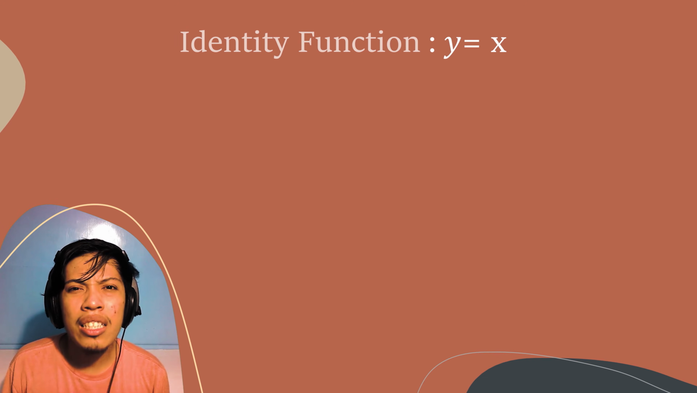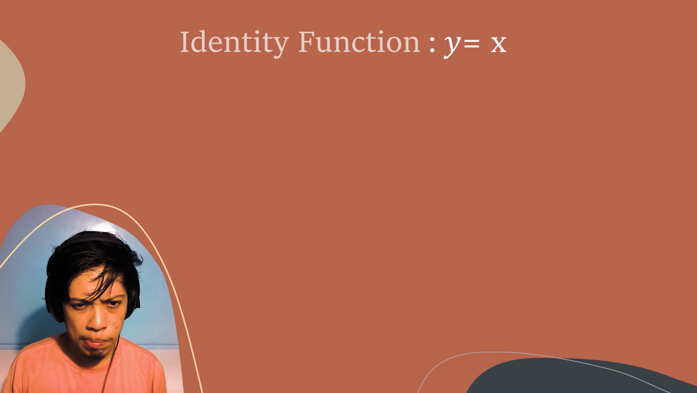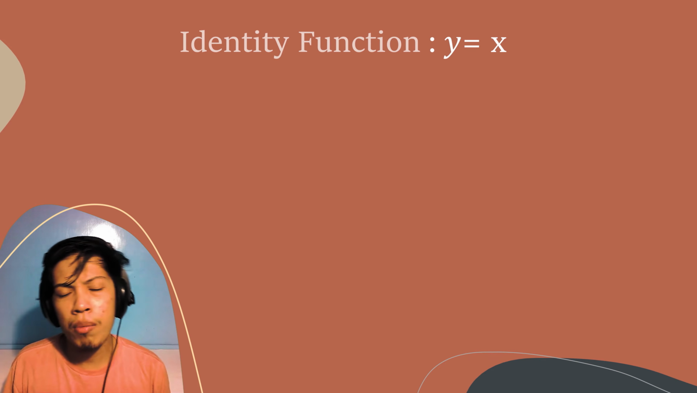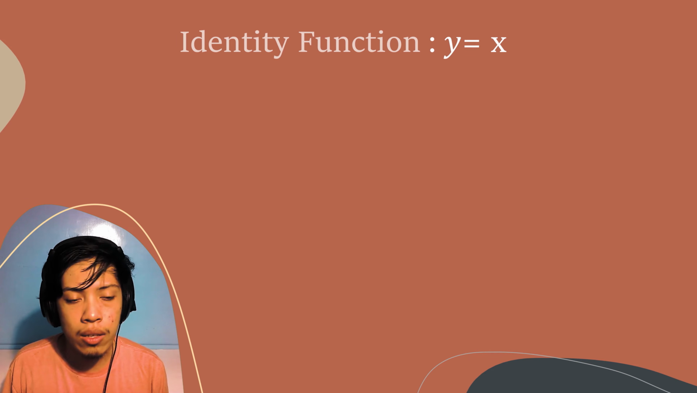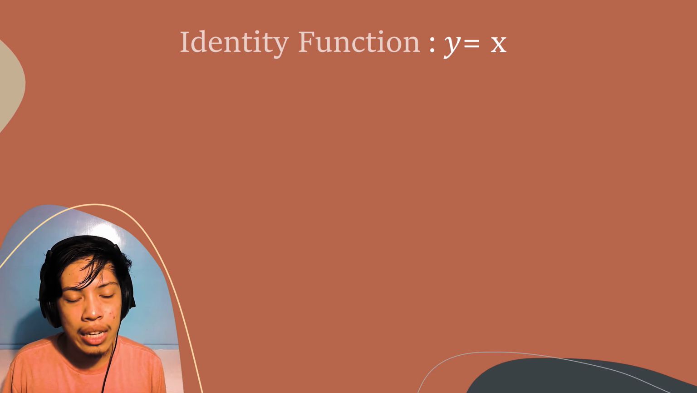Next, we have the identity function. Okay, so what is an identity function? We have here an example, that is y is equal to x. So let us try to find out why it's called identity.